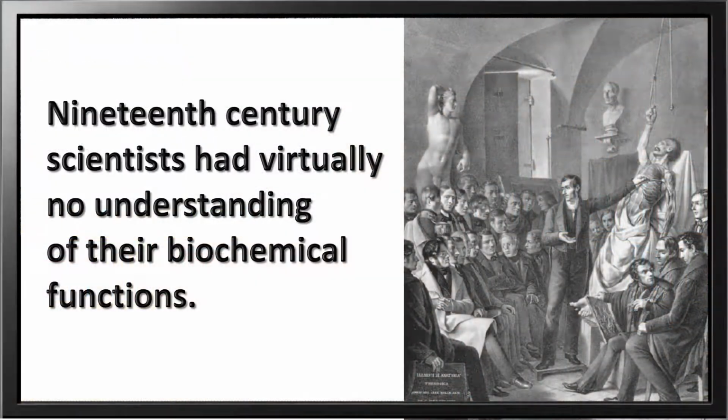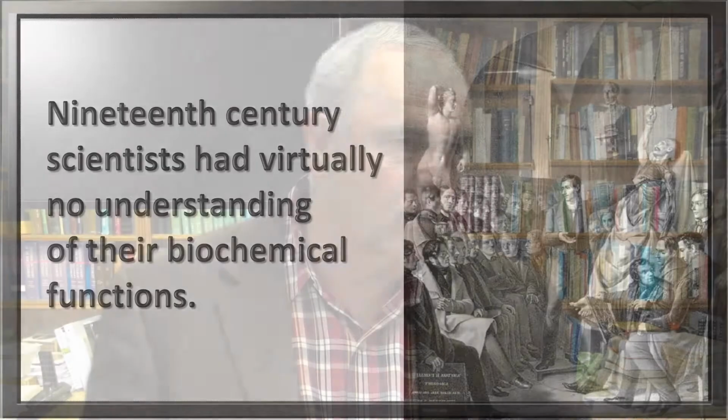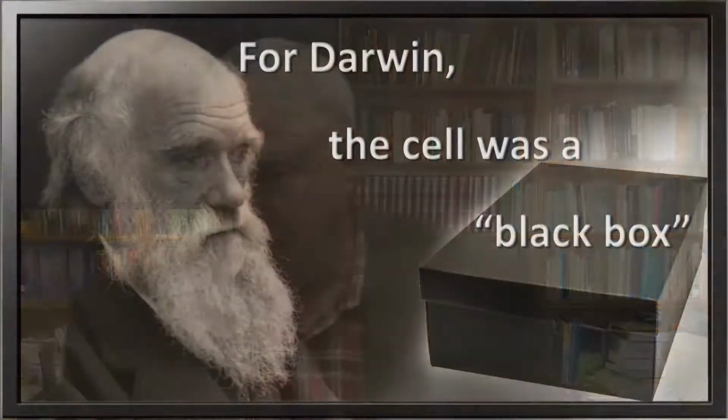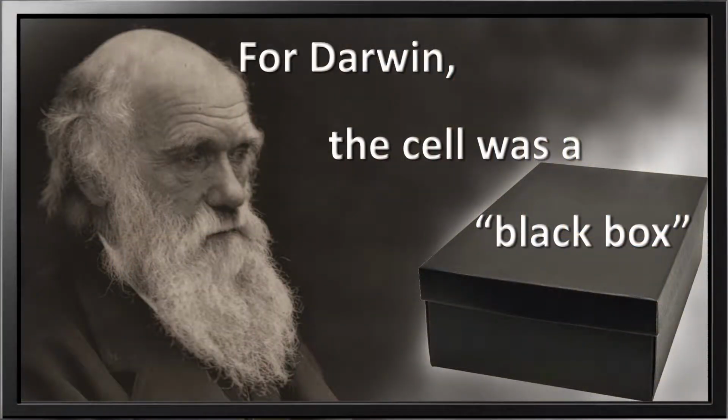The 19th century scientists sort of knew that, and they knew the structures. But you know what they didn't know? They didn't know how those structures function, and they certainly did not know the chemical aspects of those organelles. They didn't have the chemistry behind it. And so, as Michael Behe put it, for Darwin, the cell was a black box.